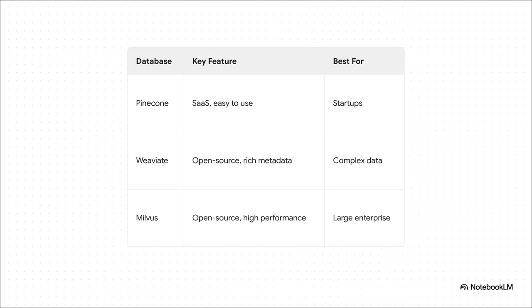Now, the landscape of tools out there is growing really, really fast. You've got super easy-to-use services like Pinecone, which is just perfect for startups trying to get going quickly. Then you have these powerful open-source options. Weaviate is amazing for handling really complex data with lots of metadata, while Milvus is an absolute performance beast, built for massive enterprise-scale projects. The right choice really just depends on what your team needs to accomplish.